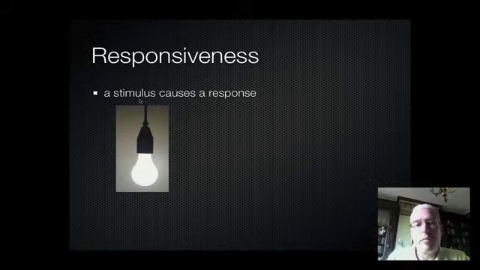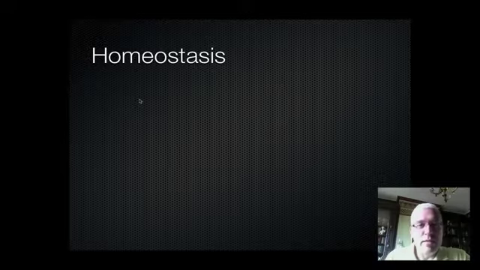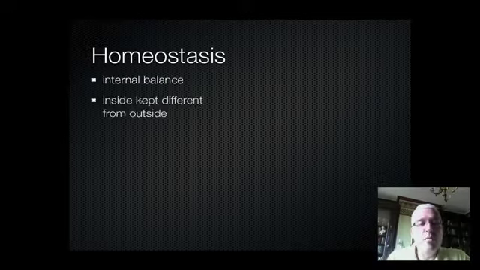All living things maintain homeostasis. Now, homeostasis is a very important word in biology, but it simply means to maintain an internal balance. And I'm going to stress this idea of internal, which means there's something going on inside the cell or inside the organism that is kept different from the outside. And this difference is kept in balance.